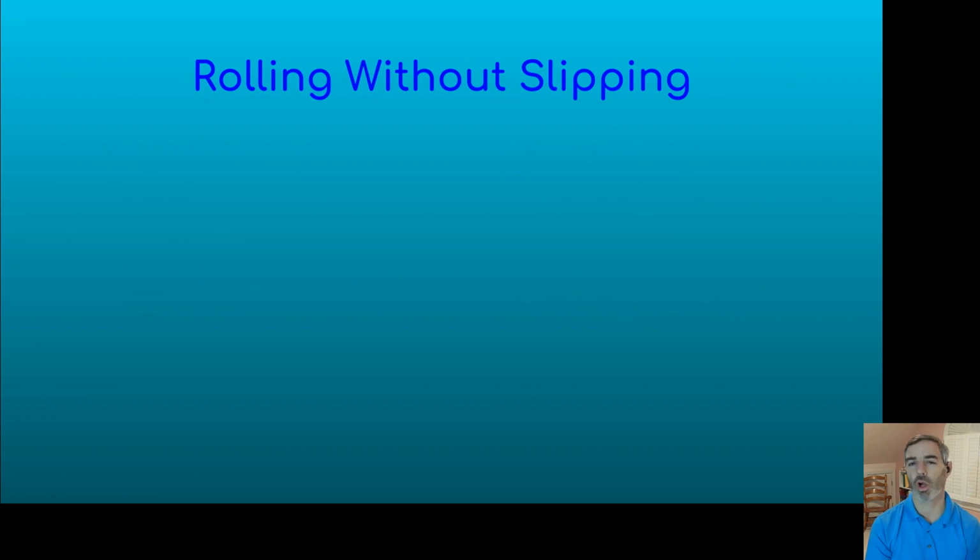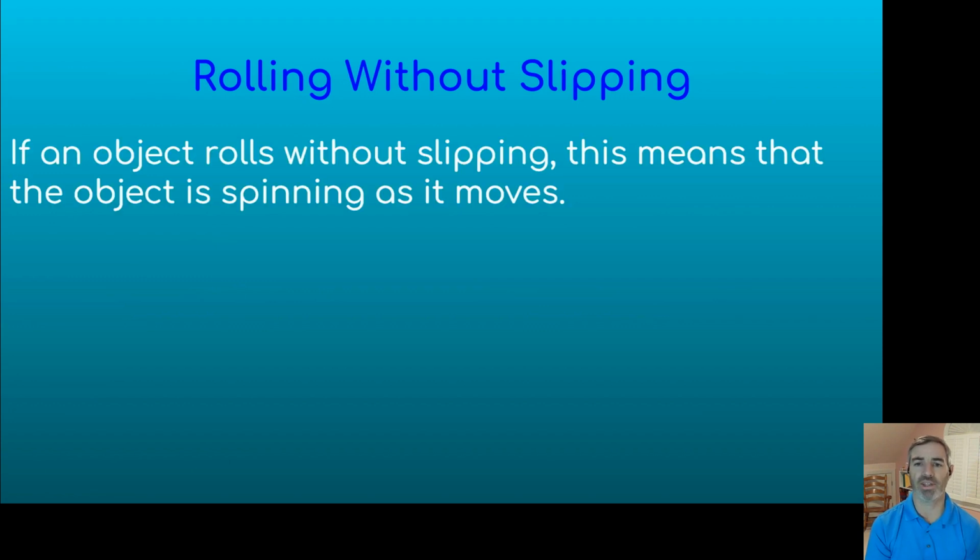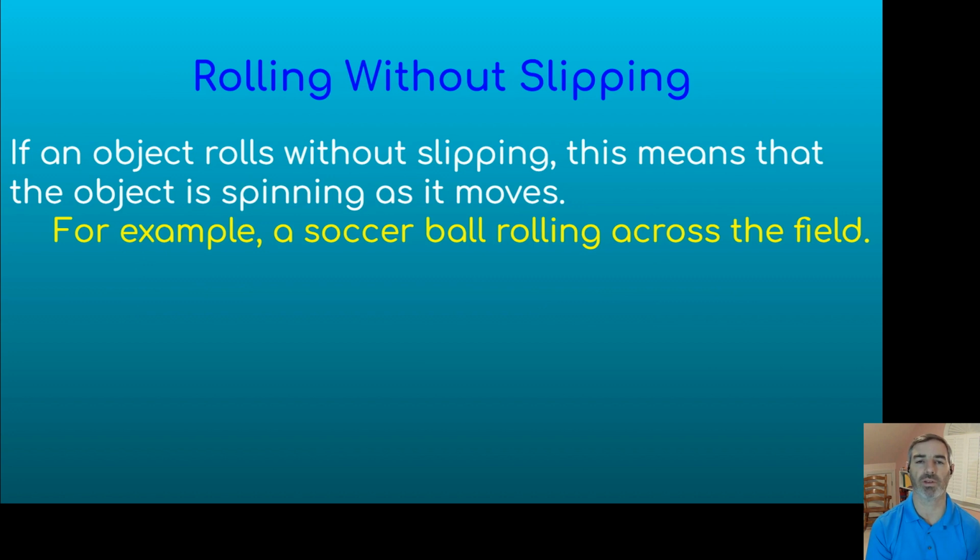Let's talk about what causes objects to roll as they move. Rolling without slipping is a term that you're going to hear a lot on the AP exam. When an object is rolling, that means that as it's moving translationally, it's also spinning. For example, a soccer ball rolling across the field.